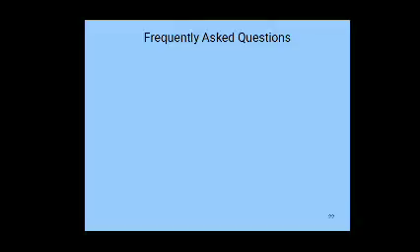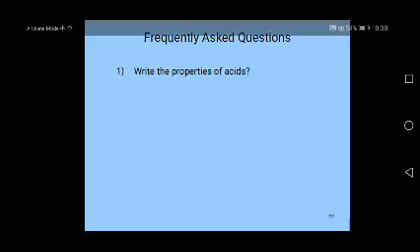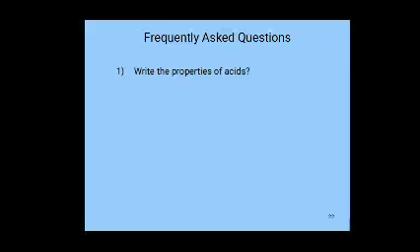Frequently asked questions on this topic. Write the properties of acids. Acids are sour to taste and turn blue litmus to red. Acids react with metals to liberate hydrogen gas. Acids react with carbonates and bicarbonates to liberate CO2 gas. Acids react with bases to form salt.